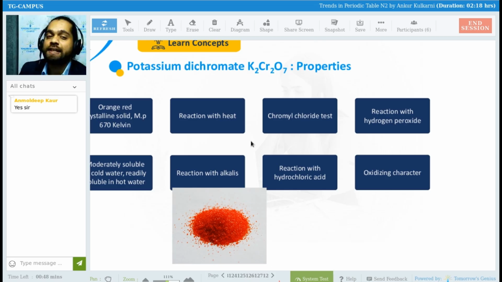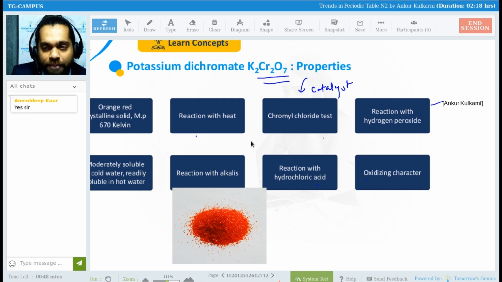Yes, it is an orange-red crystalline solid. These are some of the properties that we are going to look at one by one. Does it give the chromyl chloride test? It does not give the chromyl chloride test; it is used as a catalyst in the chromyl chloride test, which is a test to know whether you have chlorine or not. Then, it does react with hydrogen peroxide.